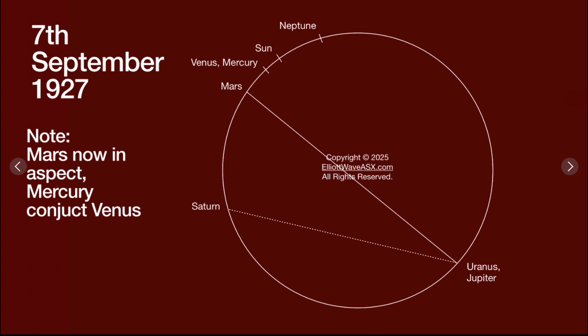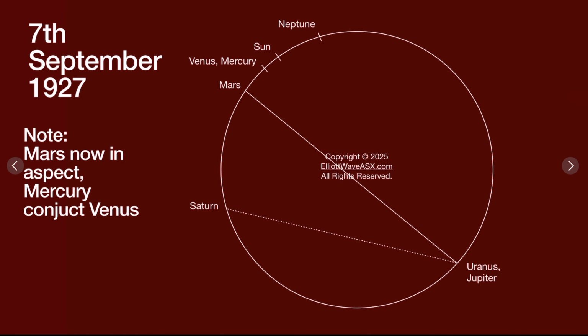Now, looking at the aspects for the 7th of September 1927 high, which was the first high of the triple top, Mars is now opposite the Uranus-Jupiter conjunction. Saturn is still in a trine with its conjunction because it too is slow moving. And Mercury is conjunct Venus. The Mars opposition and Mercury conjunction have timed this first high.